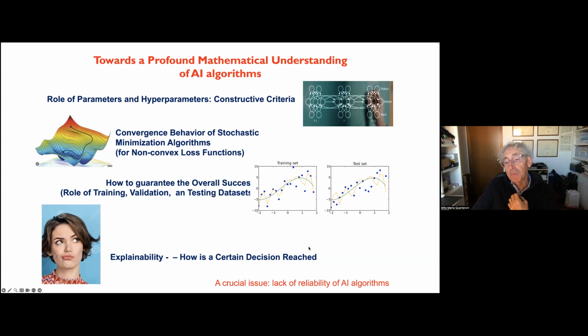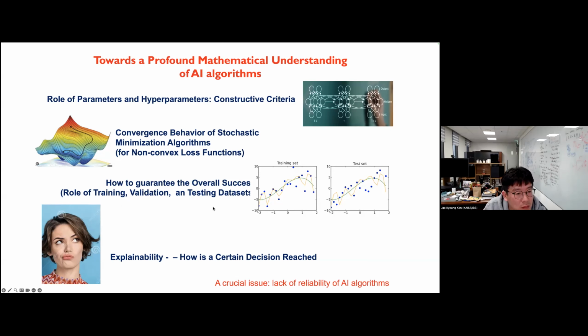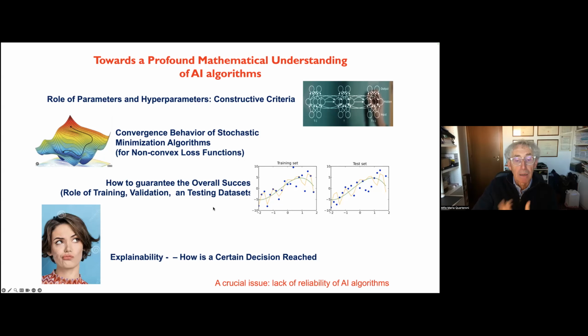Sometimes these neural networks provide excellent answers to our problems. Other times they do not. They are not able to give answers that are acceptable. And what is the reason? Well, which is the role of the training data set, validation data set, and testing data set. This has to be understood on mathematical ground.